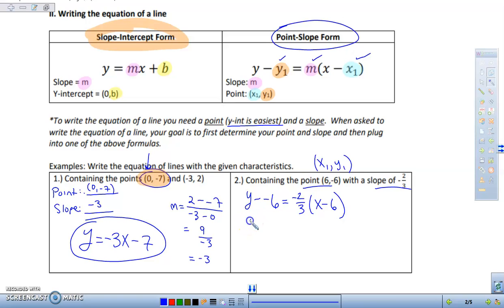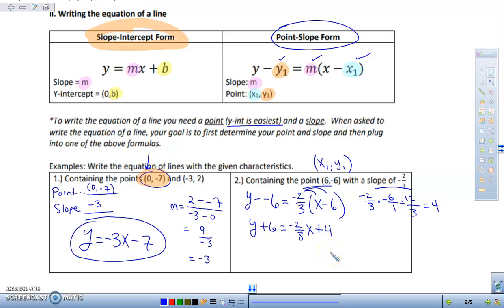To do this, I'm just going to do a little simplification. Minus a -6 is +6. That's easy enough. Now I'm going to distribute. This gives me -2/3 x. And then take a moment to multiply -2/3 times -6/1. I'm going to show my work. I get +12 over 3, which is 4. So when I distribute -2/3 times -6, I get +4.